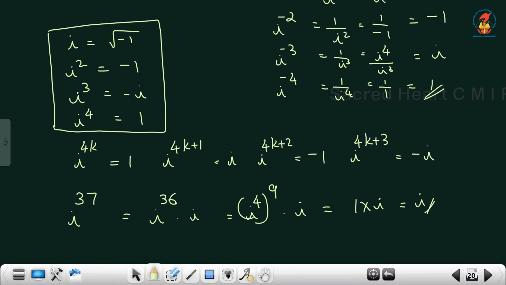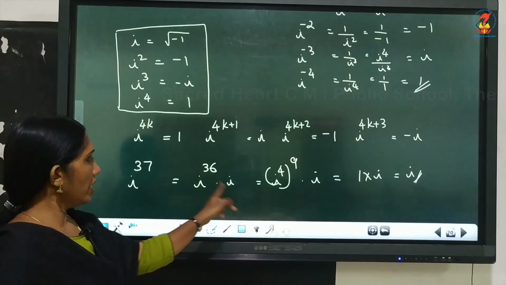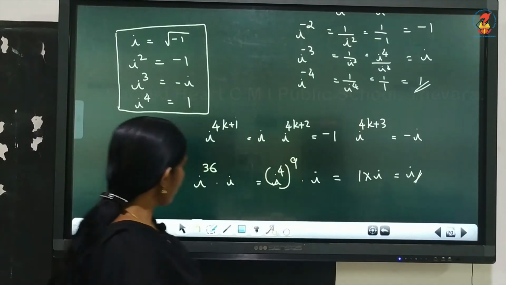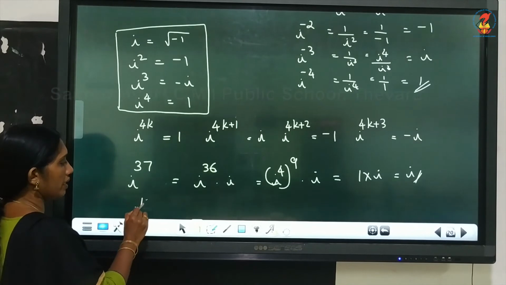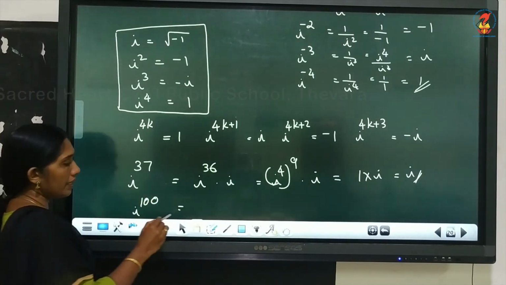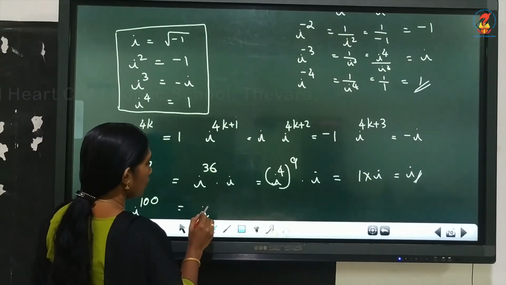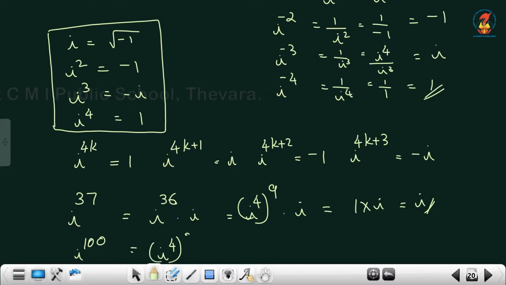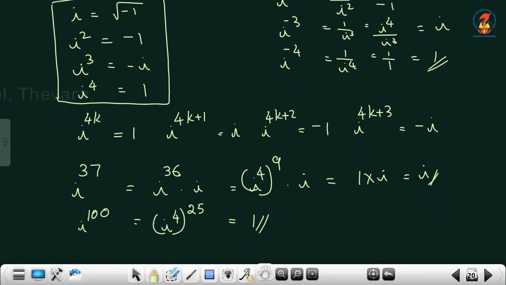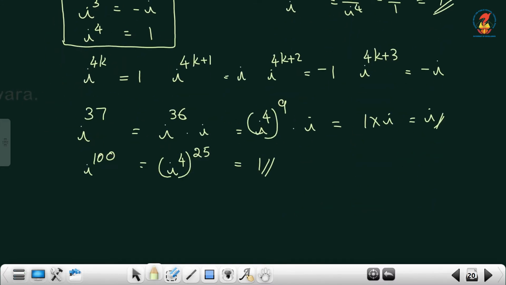Or you can skip these two steps. I raised to 36. 36 is a multiple of 4, so it is always 1. So, 1 into i is equal to i. If it is i raised to 100, i raised to 100 is i raised to 4 raised to 25. Is it correct? 25 into 4 is 100. So, that is equal to 1. Like that any number you can solve.